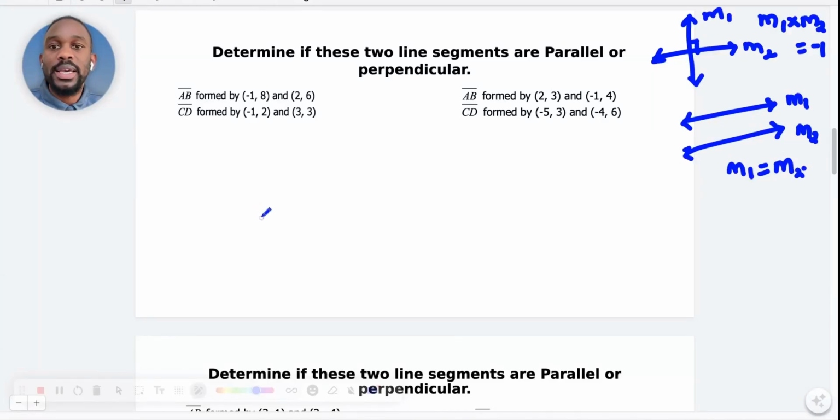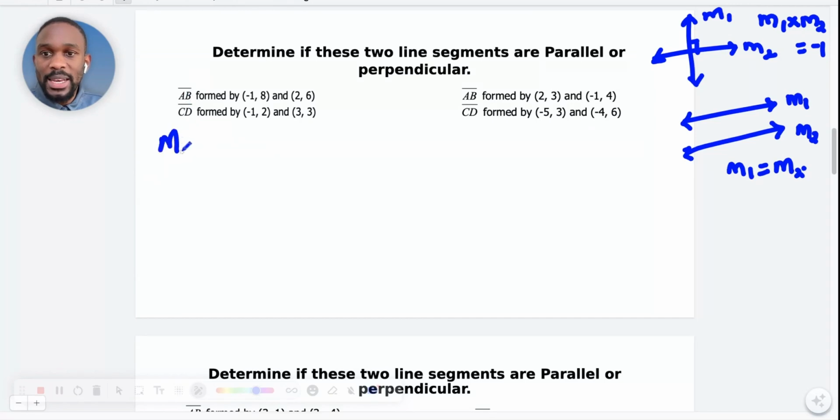Right? So they're telling us to determine if these two line segments are parallel or perpendicular. If two lines are parallel, all they have to do is get their slopes and compare them. Are they the same? Then they are parallel. If they're perpendicular, get their slopes. If one is the negative reciprocal of the other, or if you multiply both slopes and get -1, then they are perpendicular. So the first thing I'm going to do is get the slope.